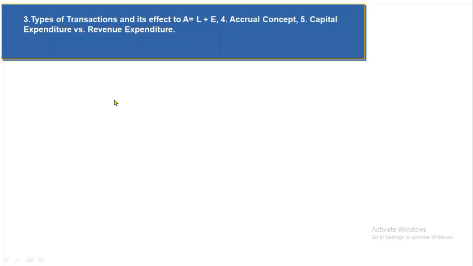So we are now on topics 3, 4, and 5. Topic 3 is all about the types of transactions and their effect on A = L + E. But remember, you need to assume as if you are the business and the transactions are happening to you. Topic 4 is all about the accrual concept, and we are also going to discuss topic 5, which is capital expenditure versus revenue expenditure. So let's go now to the types of transactions and how they will affect the assets, liabilities, and the capital. But before we do that, here are some important notes.